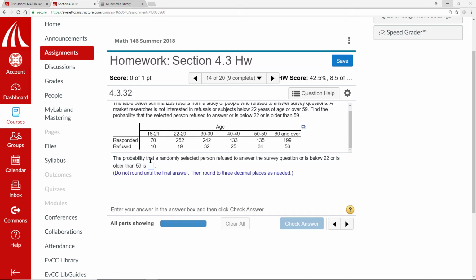The probability that a randomly selected person refused to answer the survey question, or is below 22, or is older than 59. Okay, there's a lot of things going on in this problem. Let's see if we can. I'm going to try to write on the screen this time.